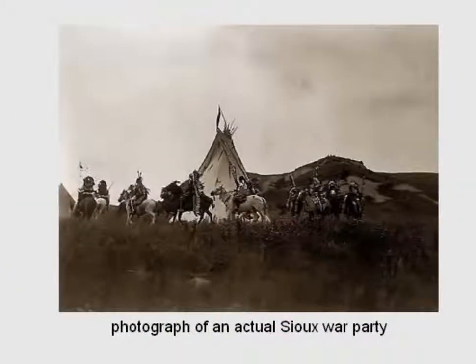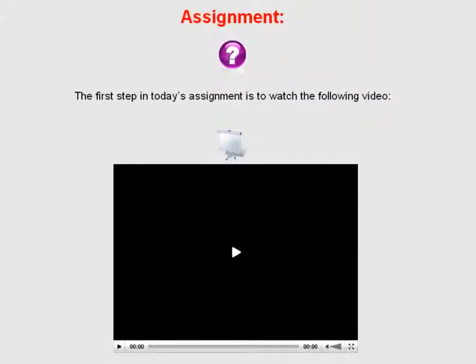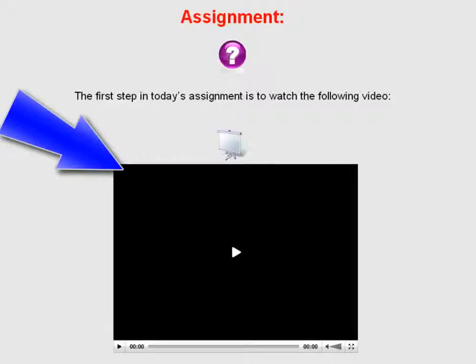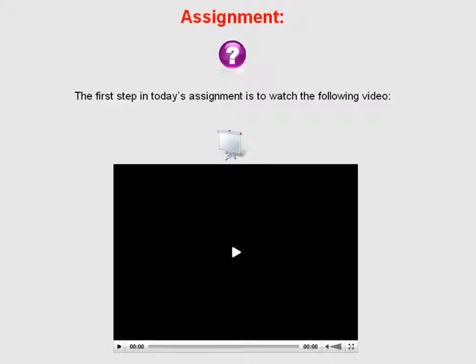And this is a photograph of an actual Sioux war party getting ready to go out and make war with a neighboring tribe. Which brings us to our assignment for today. This assignment is going to have a couple of steps. The first step is to watch this following video, which is entitled Killing the Buffalo. And once we finish the video, I'll explain the rest of what we have to do for today's assignment.